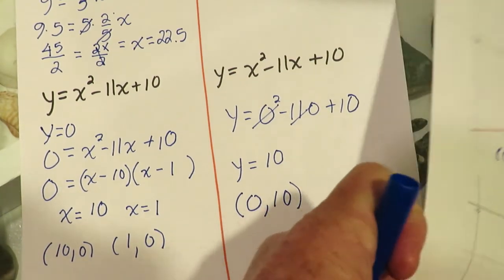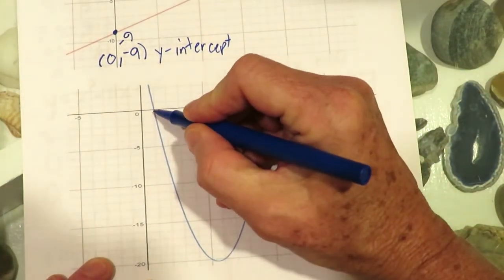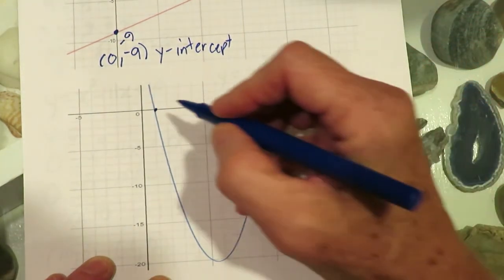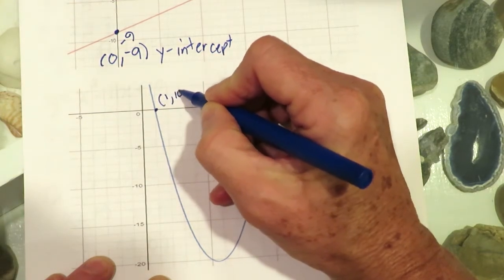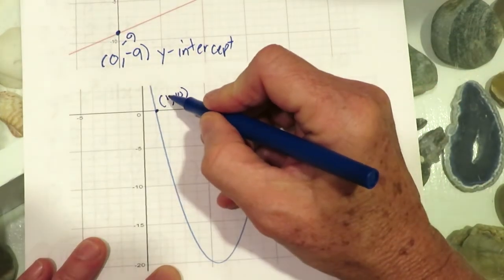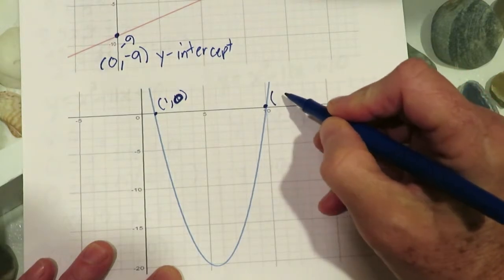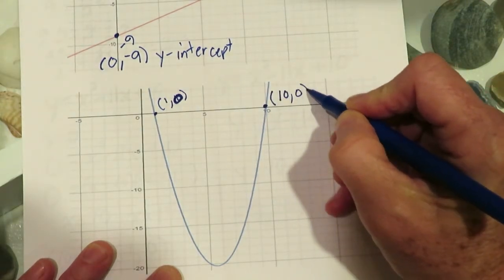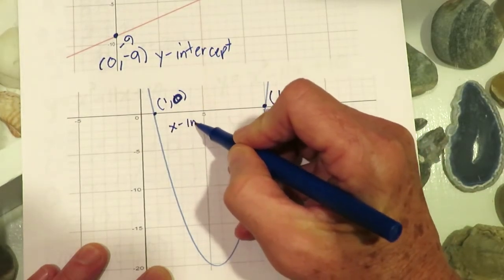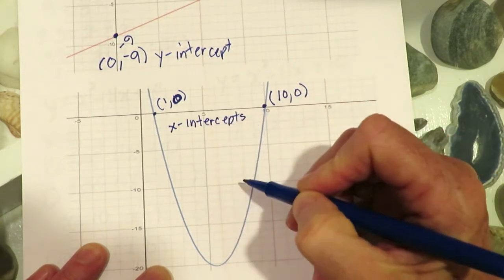And if we look at the graph of that equation, here are my x-coordinates. One was at 1, and one was at 10. So (1, 10) was one of the x-coordinates. Oh, sorry, y is 0. I was getting ahead of myself. The other one is at (10, 0). Okay, so (1, 0) is one of the x-intercepts, and then (10, 0) is the other x-intercept.